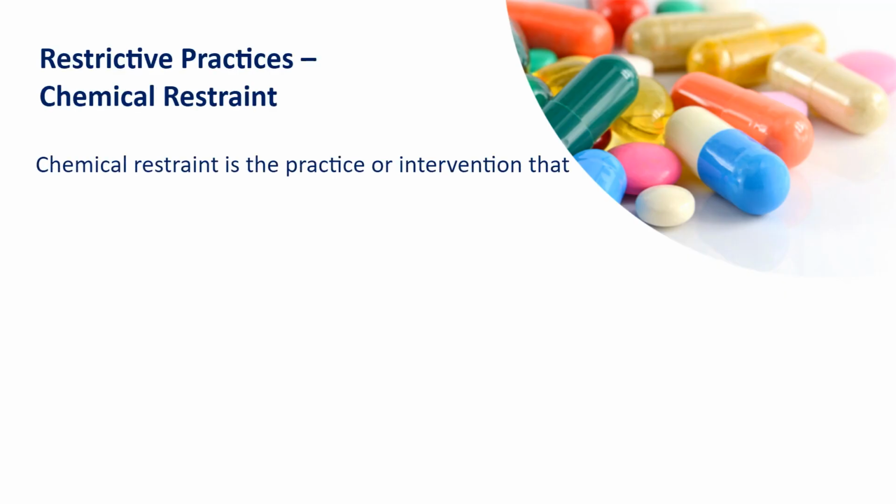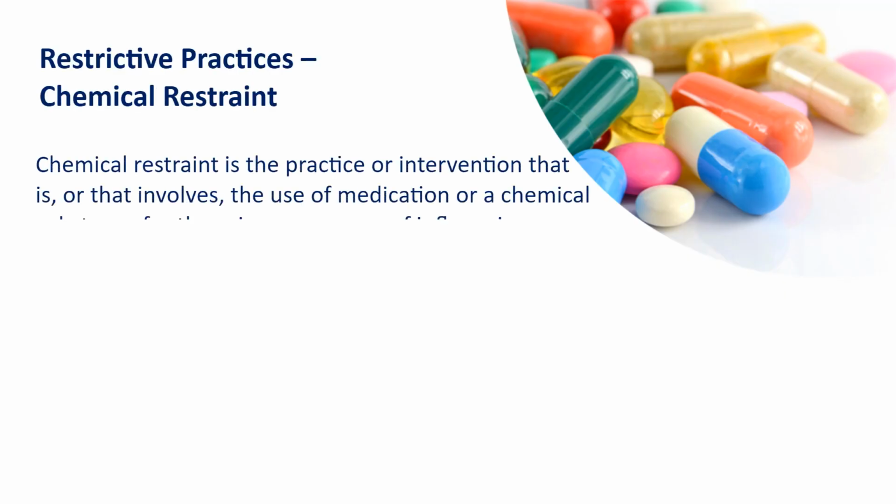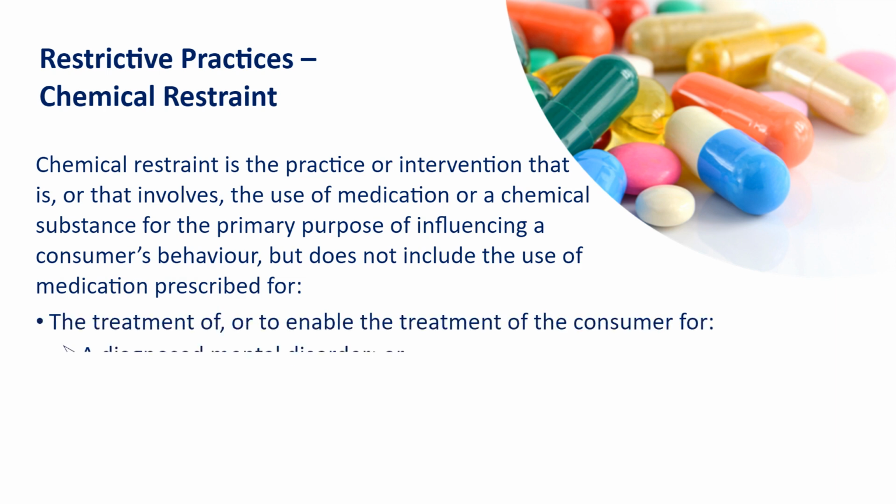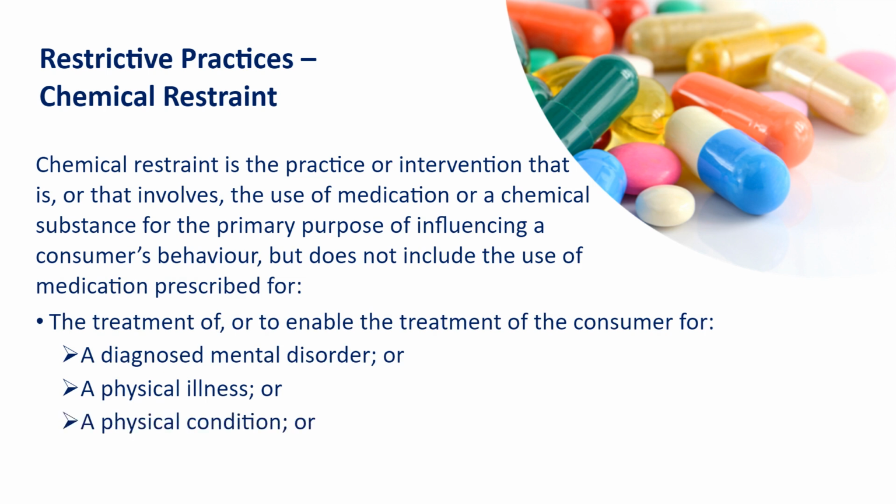So we'll go through the different forms of restraint. First of all, and I guess most commonly used, is chemical restraints. That's the practice or intervention that involves the use of medication or any sort of chemical substance in order to influence the patient's behavior. But it's important to note that that does not include drugs that treat a mental disorder. So, for example, your antidepressants or anti-anxiety medication are not chemical restraints.